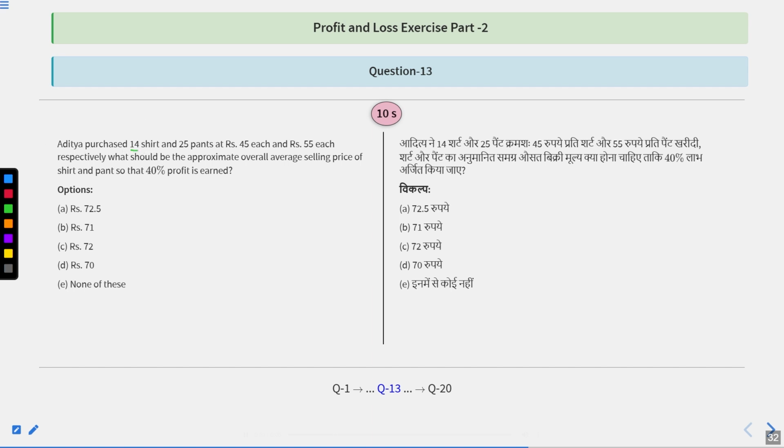Aditya purchased 14 shirts and 25 pants at 45 rupees each and 55 rupees each respectively. What should be the approximate overall average selling price of a shirt and pant so that a 40% profit is earned? You have 5 options and 10 seconds to analyze the question. Your time starts now.